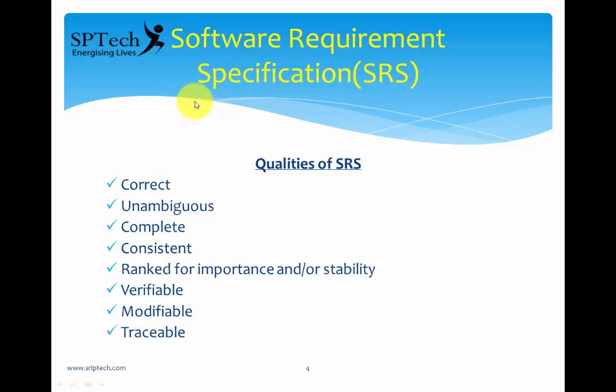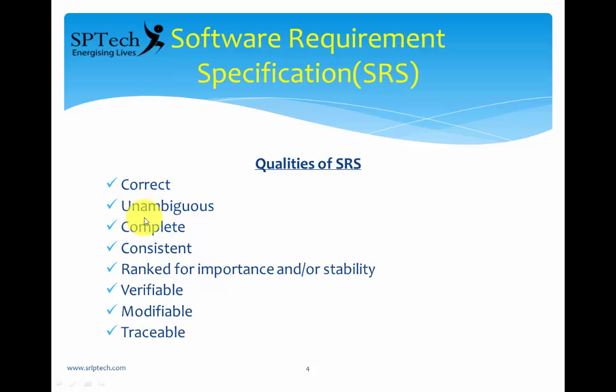Now every SRS will have certain qualities, and I have listed out some here. These are some of the basic qualities required for a software requirement specification document. The first quality of an SRS is called correctness. Correctness means whatever requirements are there in your software requirement specification have to be correct. If the SRS is not correct, then your software product or system will also not be correct. So you have to ensure correctness of all the requirements.